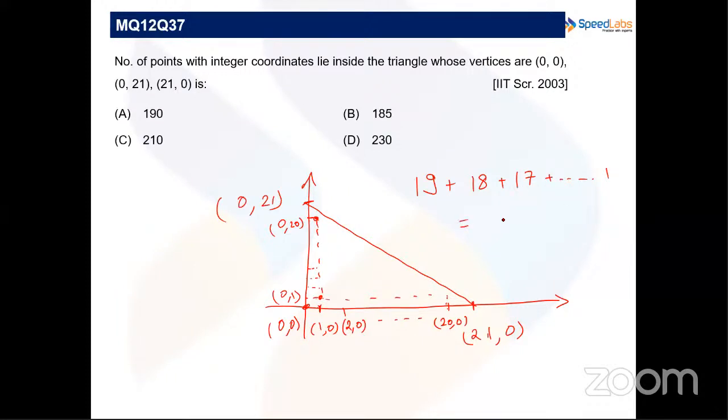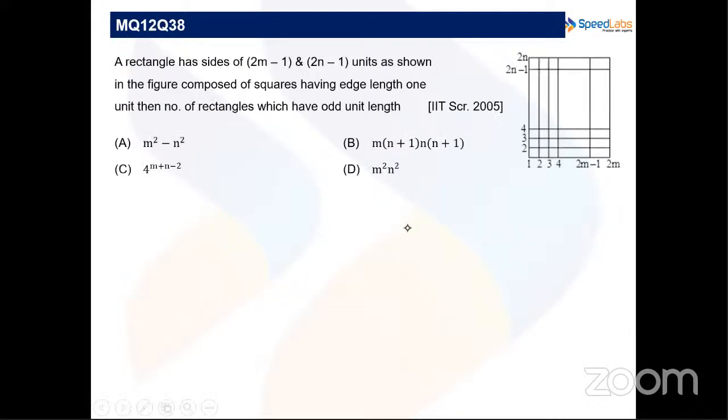So writing this, the total will be n into n plus 1 by 2. So our option will be 190. Yeah, correct. Going to the next question.